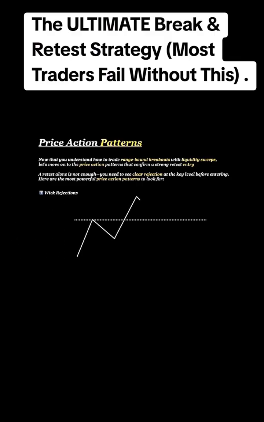When price retests a key level, one of the strongest signals you can look for is wick rejections. This happens when the market attempts to break through a level but fails, leaving a long wick behind. Why do wick rejections matter?